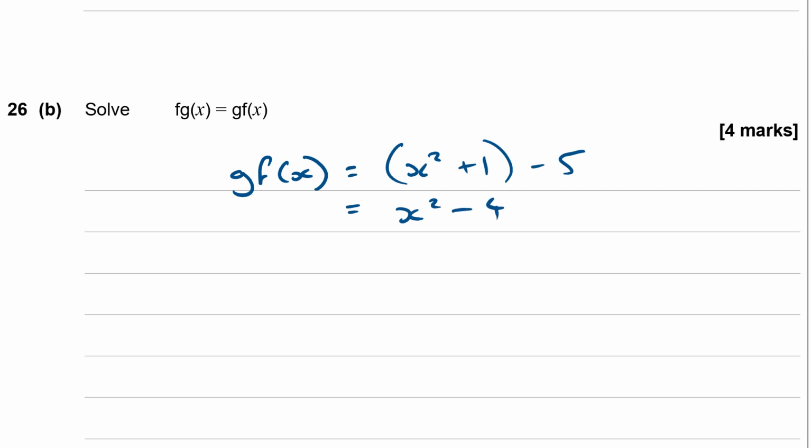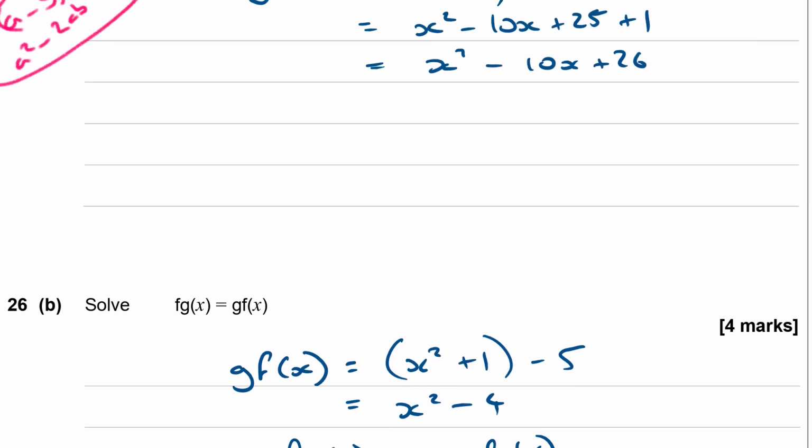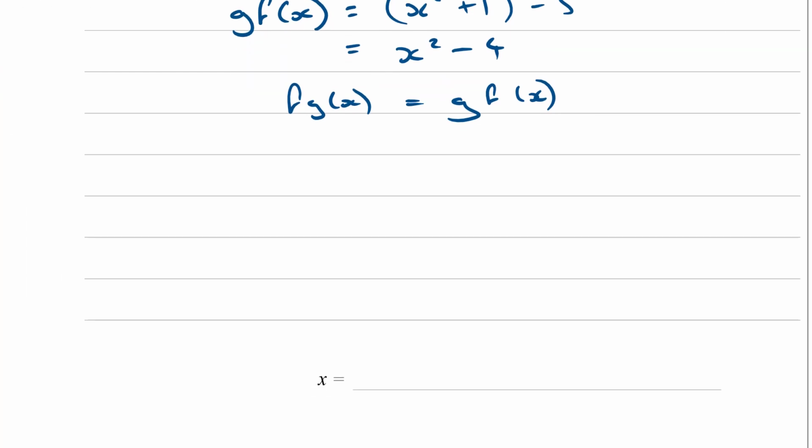Okay, now I need to solve fg of x equals gf of x. Now we just showed that fg of x is x squared minus 10x plus 26. So x squared minus 10x plus 26, and we now know that's the same thing as x squared minus 4. Okay, so our x squareds cancel, and we are left with minus 10x plus 26 equals minus 4.